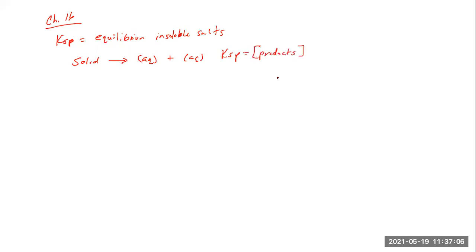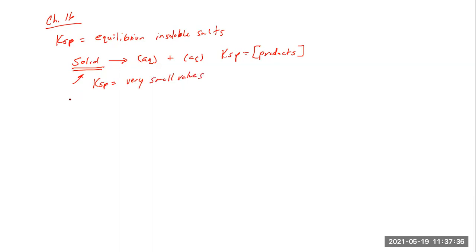We obviously do it the same way as any other equilibrium. We use the coefficients as those exponents and so on. Because these are typically the equilibrium constants for things that are typically solid, in most cases the equilibrium did lie over towards the reactant side, which, as we saw, meant KSP values were typically very small values.